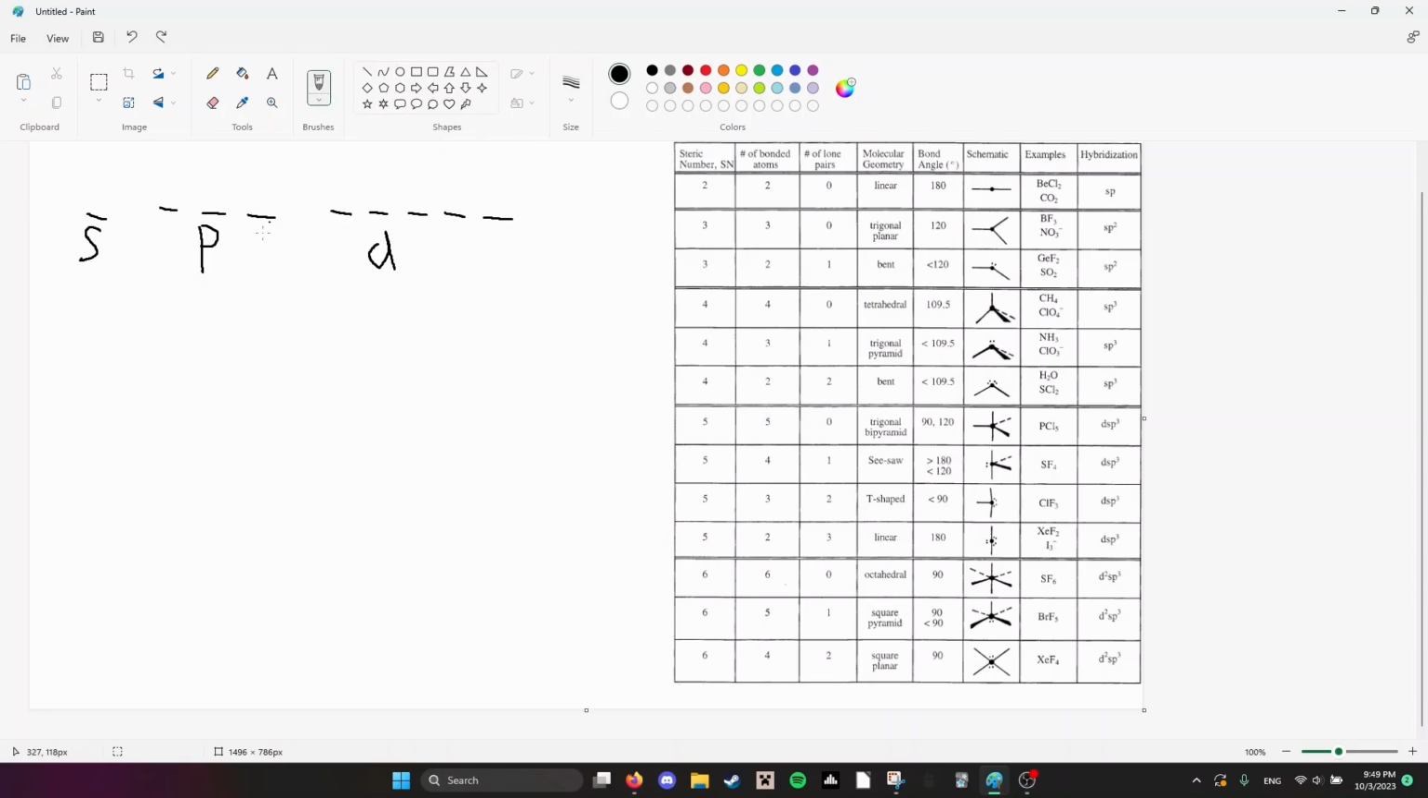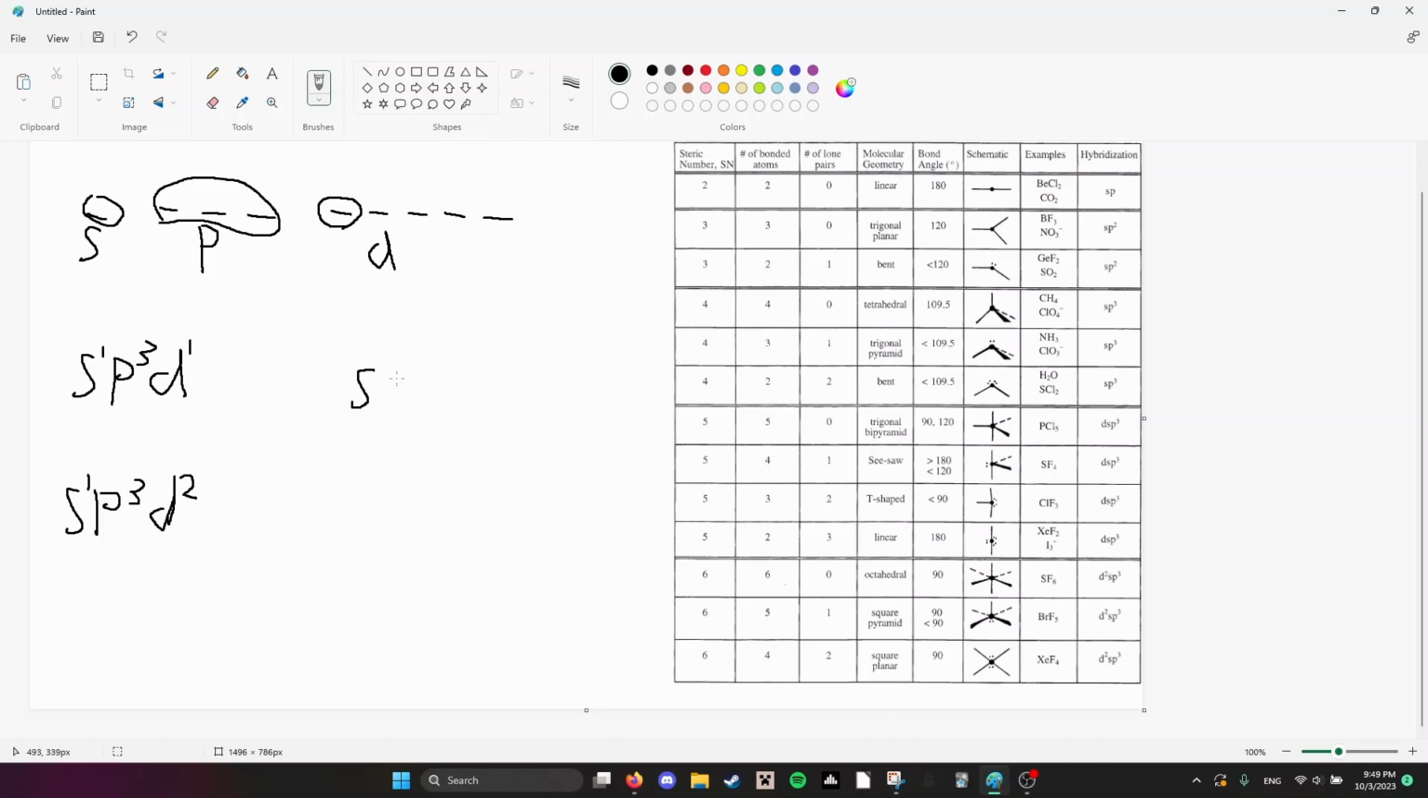Now we're going to do sp3d, and we're also going to do sp3d2. Hopefully you can see where this is going. Imagine a 1 right here, a 1 right here, and a 1 right here. So we want to take 1 from the s, i.e. this. We're going to take 3 from the p, these 3, and we'll take 1 from the d.